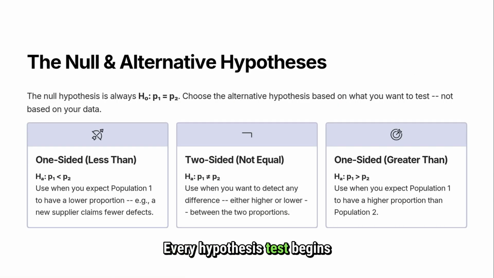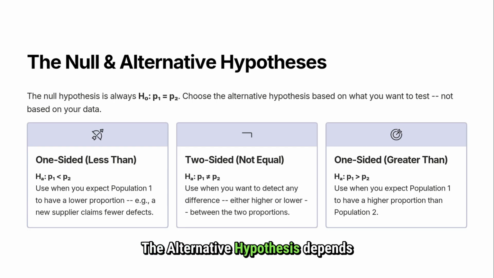Every hypothesis test begins with two competing statements: the null hypothesis, H0, and the alternative hypothesis, H1. The null hypothesis is the default assumption and states that there is no difference between the two populations, which is written as p1 equals p2. The purpose of the hypothesis test is to determine whether there is enough statistical evidence to reject this assumption.